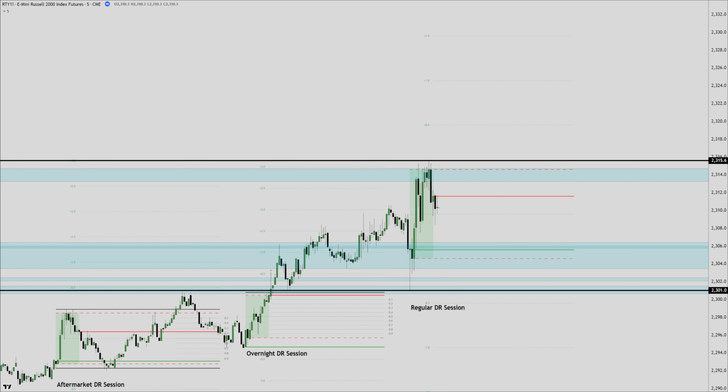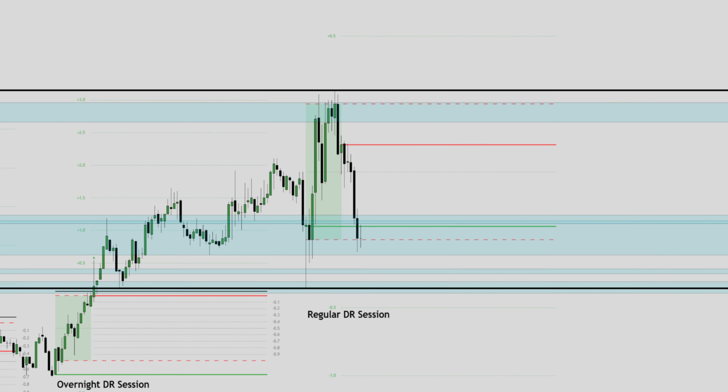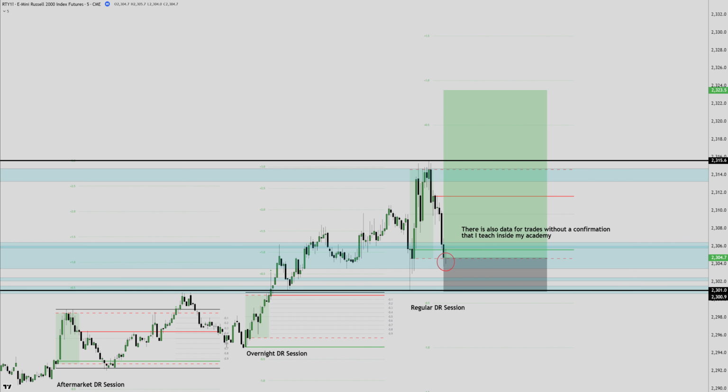A few minutes later, price comes all the way back to the IDR low and fails to close below it. This right here is a valid entry point. And inside my academy, I also teach my students how to use data and many other things to your advantage to take high probability trades without even having a confirmation.